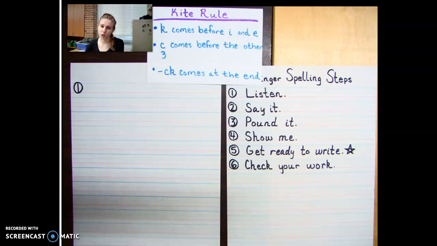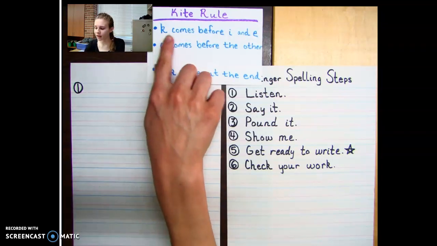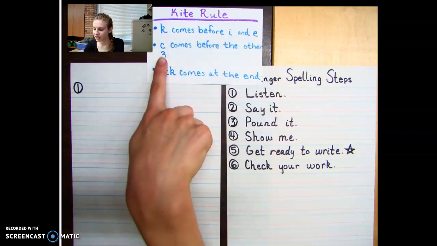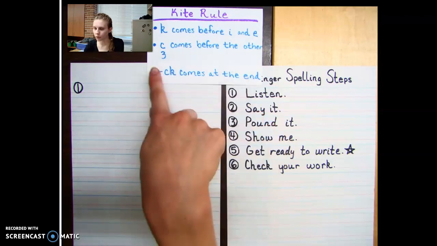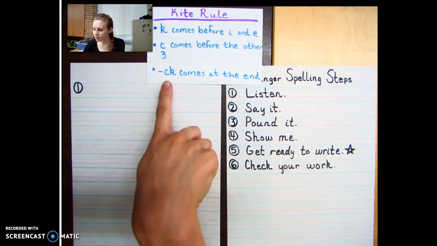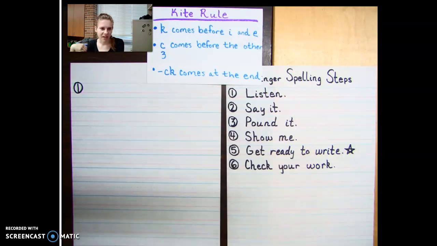And so we talked about those rules, and we said that K comes before I and E. C comes before the other 3, and that means the other 3 vowels. So a vowel like A, O, or U. Sorry, not E, A, O, or U. And last but not least, we have CK comes at the end. You're never going to see CK at the beginning of a word. It's always going to hang out at the end of words.